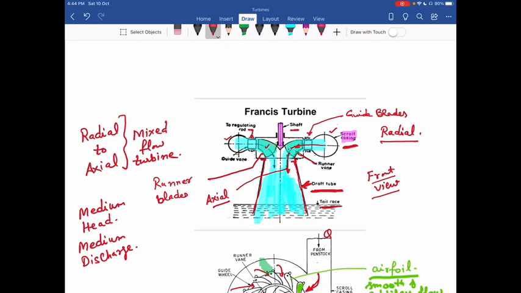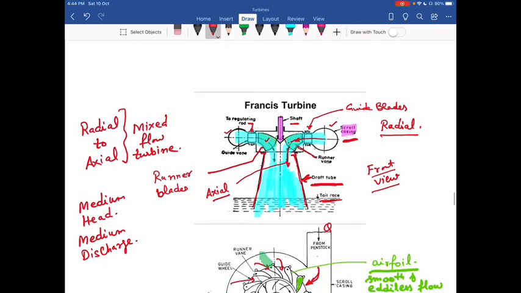So these are the various components of the Francis turbine. Okay, so thank you.